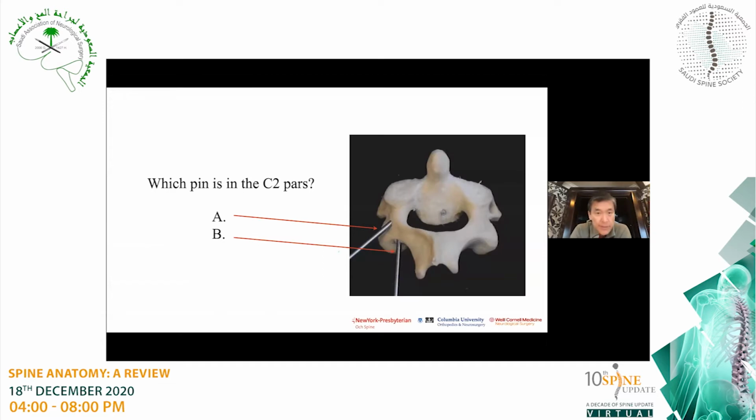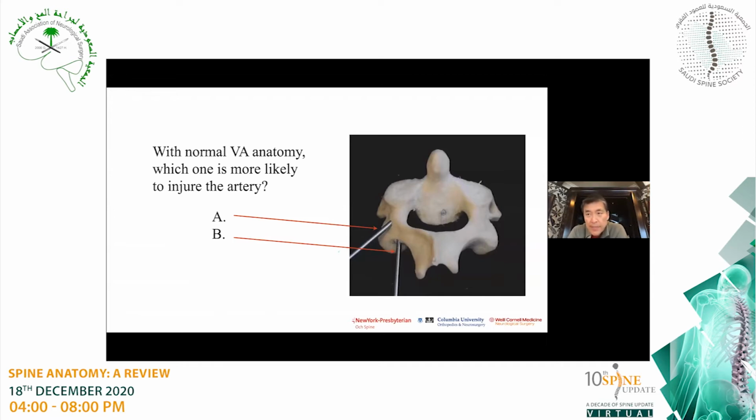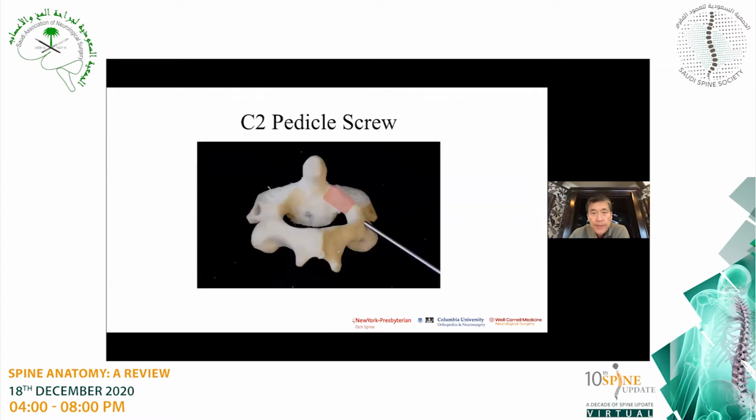Okay, so which of these pins is in the C2 PARS? And then the other question is, which of these is more likely to injure the vertebral artery if you have someone with normal vertebral artery anatomy? That's the relevant part of using a PARS versus a pedicle screw. The answer is that this is the pedicle screw. The highlighted translucent red mark is the pedicle of C2. If you start that screw at the leading edge of the lamina of C2 and just lateral to the midpoint of the PARS of C2, that's a good starting point. Then you angle medially to get into the pedicle of C2.